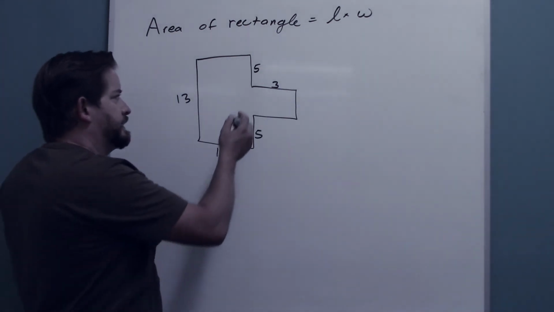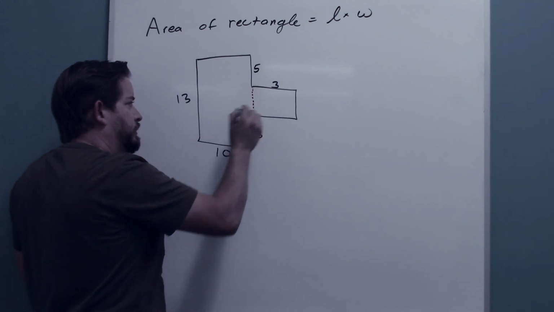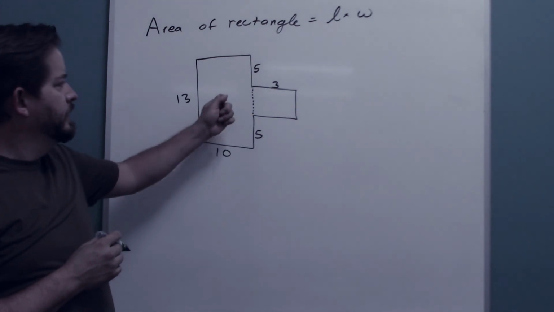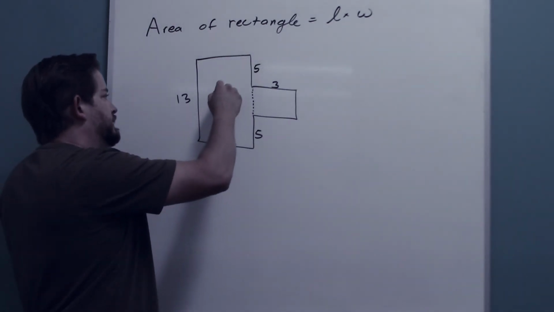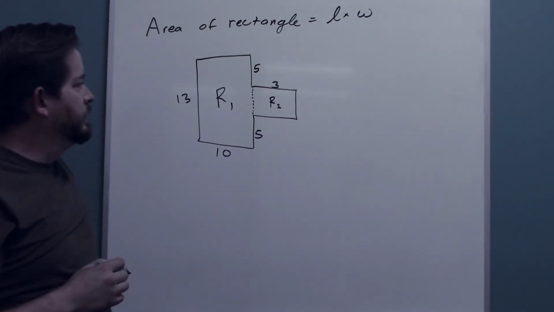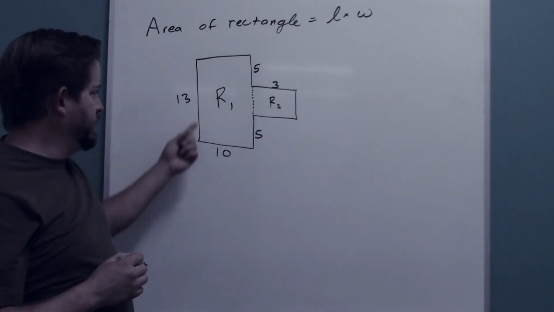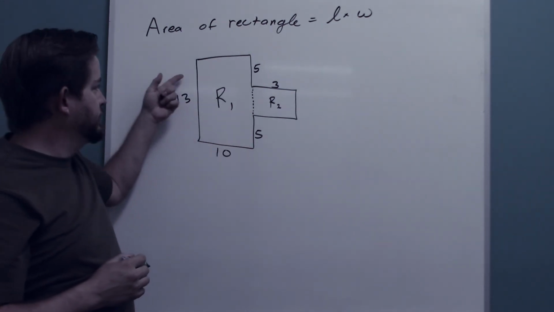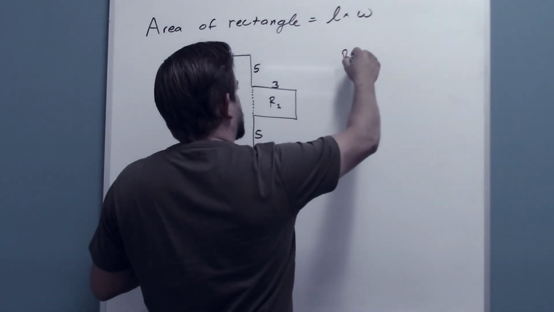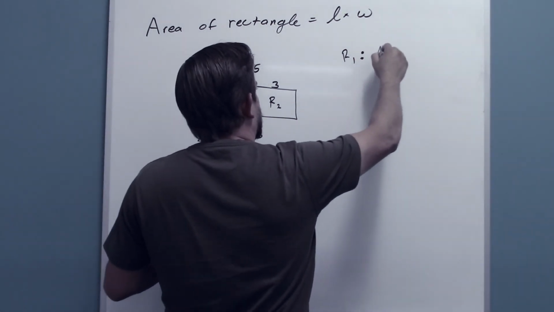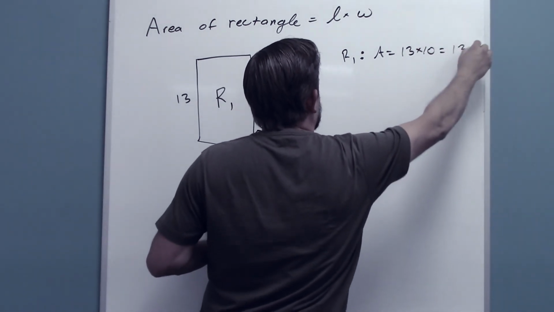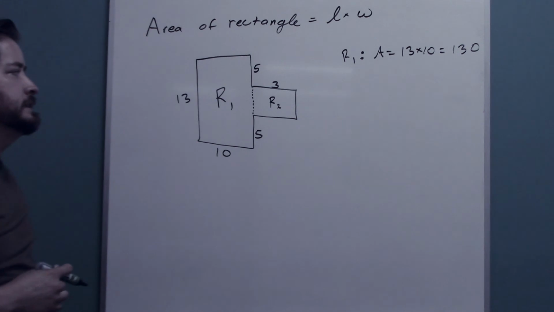Well, it's easy to then cut it into rectangles. And there's more than one way to do it, but here's a way. Just draw yourself a dotted line right there, and you have rectangle 1, and you have rectangle 2, right? So the area of rectangle 1 is its width multiplied by its length, and I have both of those values. That's 13 times 10. So for rectangle 1, my area is 13 times 10, and that's 130. Right? That one was easy.